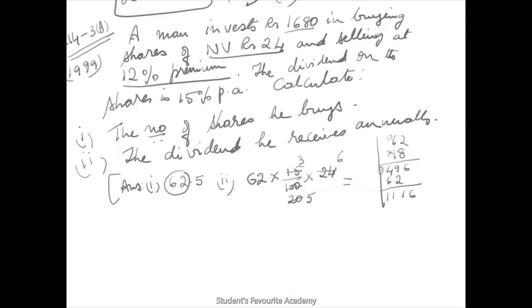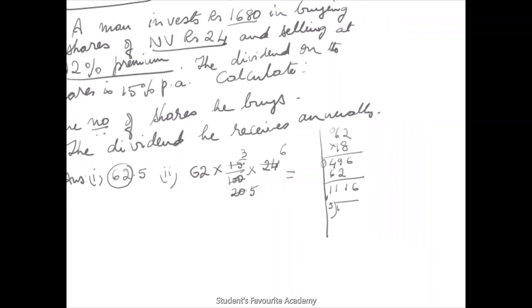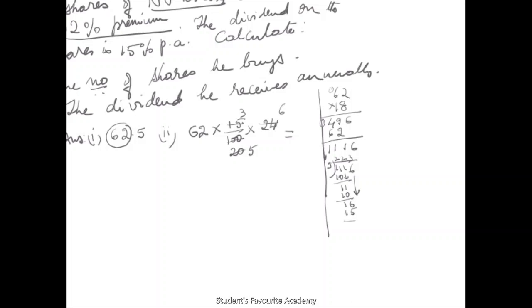Now this divided by 5. 5 twos are 10. Again bring this 1. 5 twos are 10. Bring this 6. 5 threes are 15. Put a decimal, 5 twos. So you will get this answer as rupees 223.20. Even if you take it as 62.5, then you will get the answer as rupees 225.